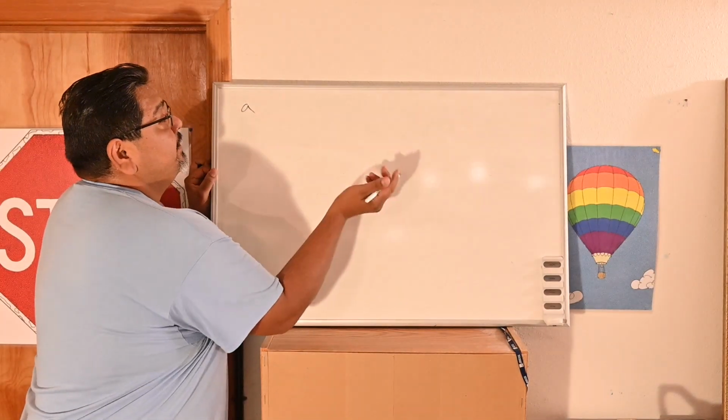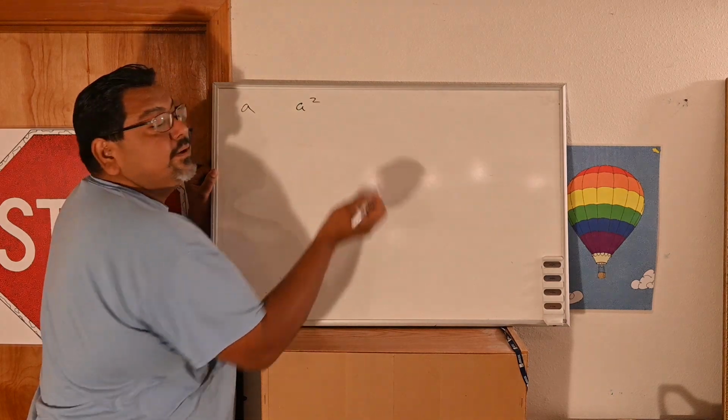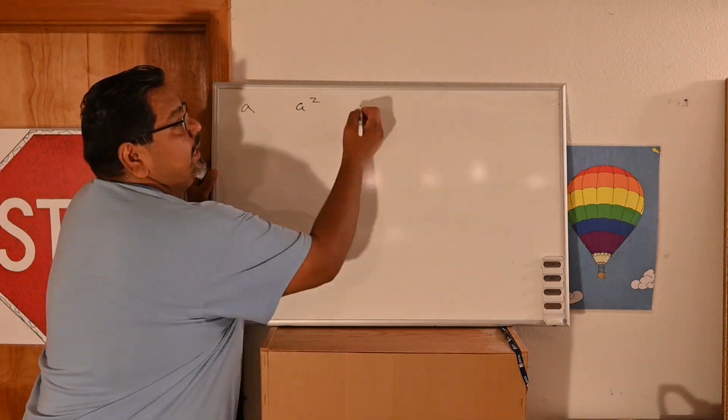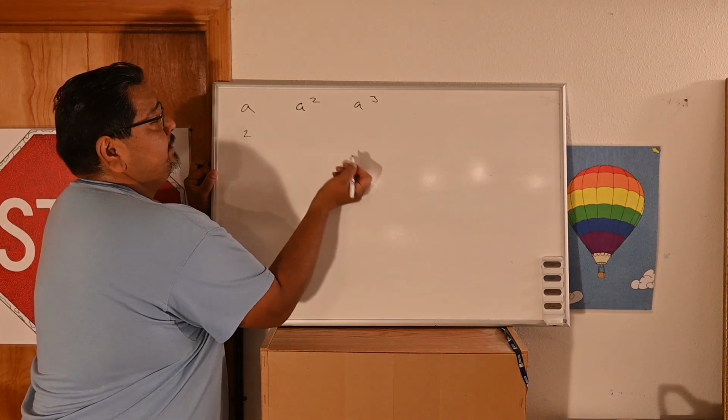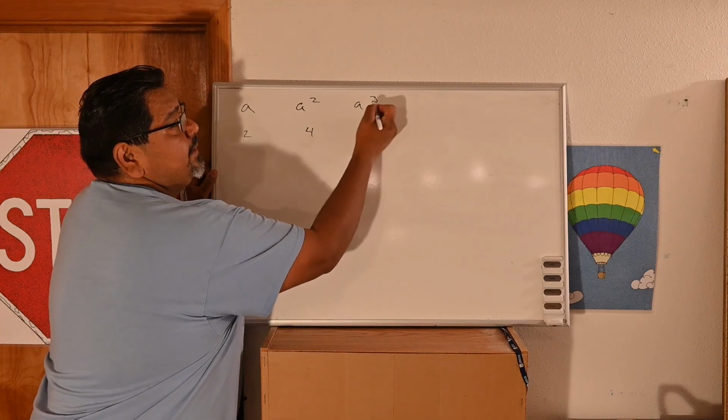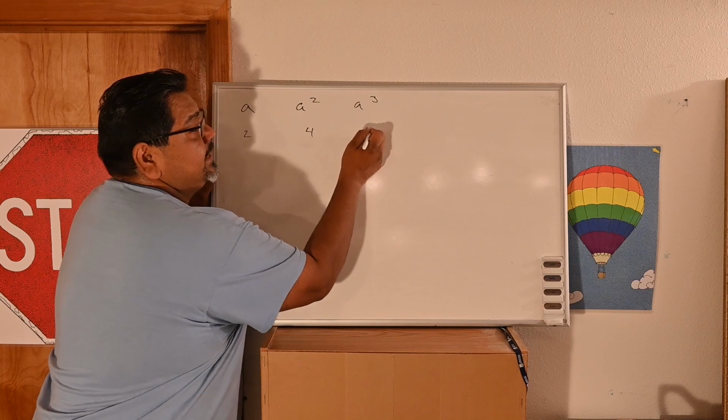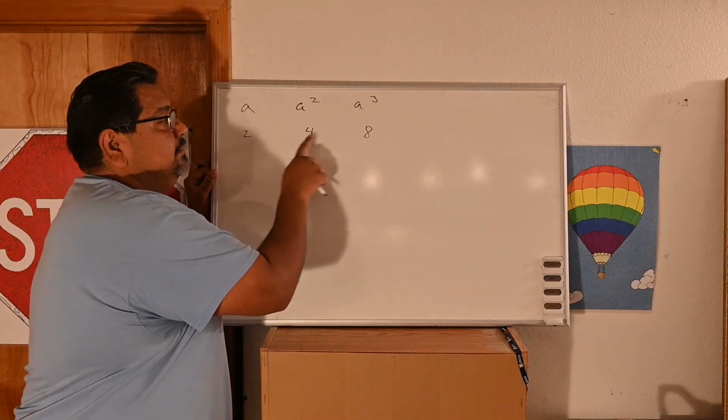Be aware that A and A squared are not the same number. A cubed, not the same number. Let's say A is 2. That means A squared is 4. A to the 3rd power is 8. They are not the same number.